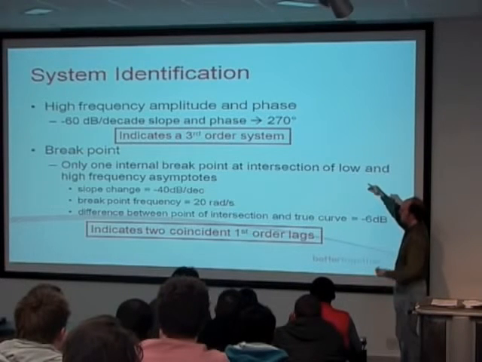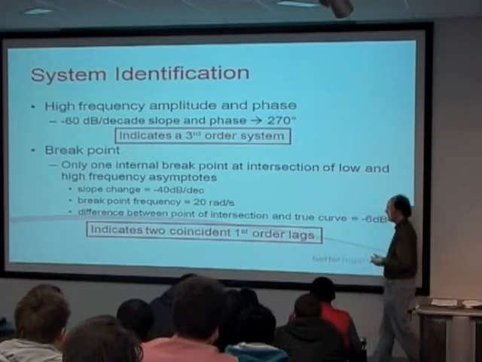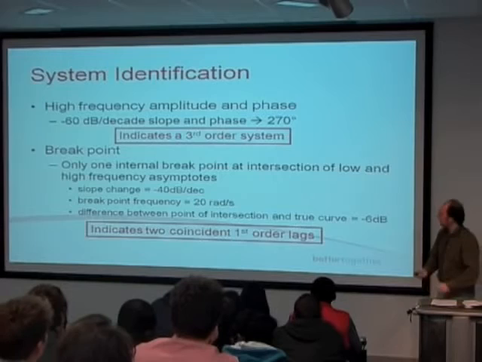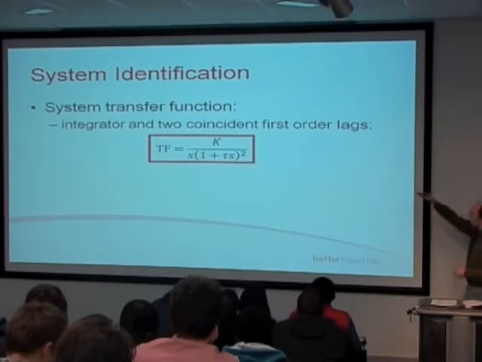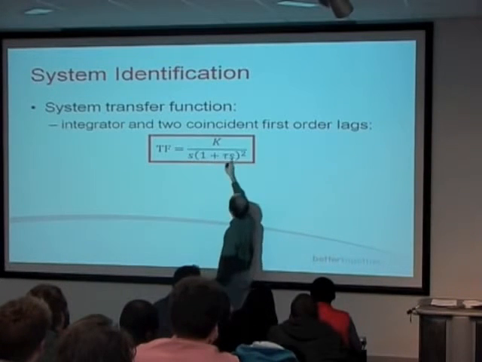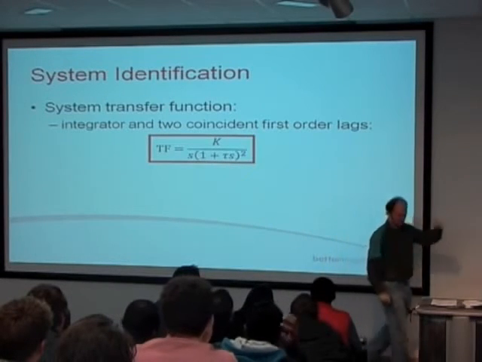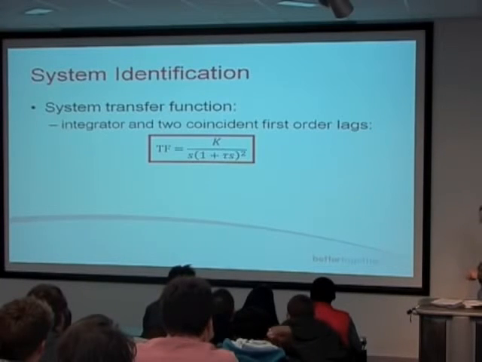So we know there's an integrator. We know it's a third order system, and we know that there's 2 coincident first order lags. And so our transfer function must look something like that. Okay, we've got a gain of K. There's our integrator, 1 over s, and then there's our first order lag squared, two of them together to get from that minus 20 to minus 60 dB per decade slopes.